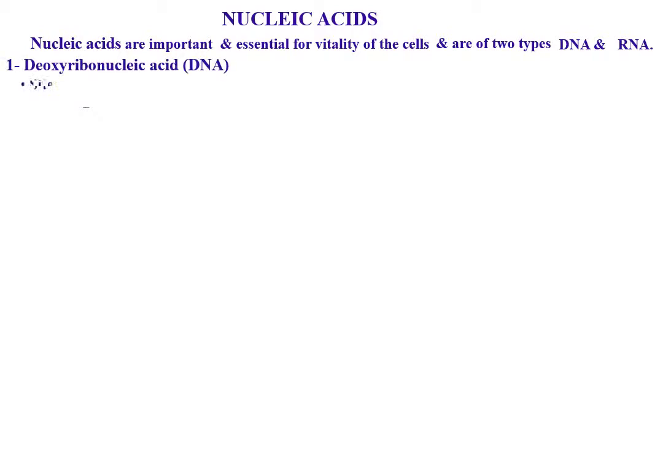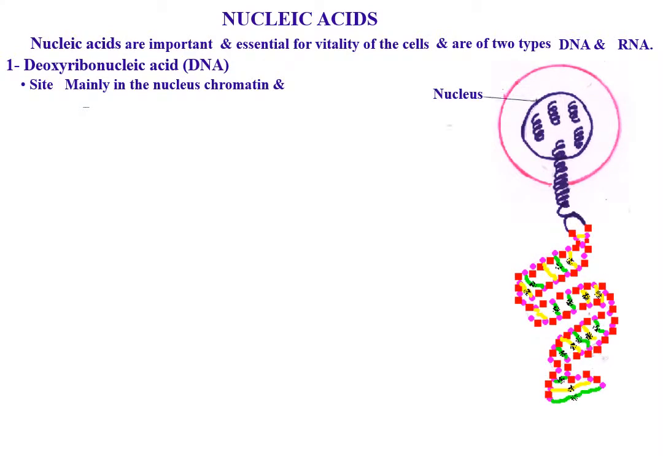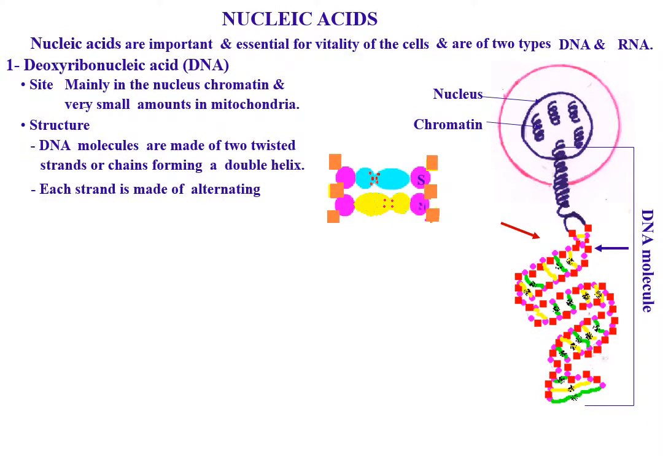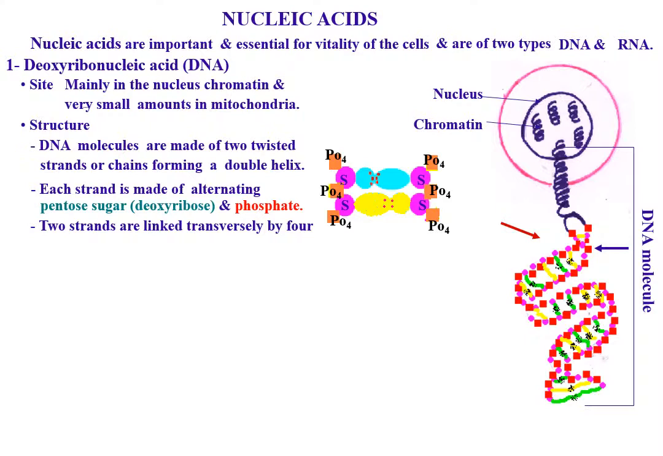Deoxyribonucleic acid, DNA. Site: it is found mainly in the nucleus chromatin, but also very small amounts are found in the mitochondria. Structure: DNA molecules are made of two twisted strands or chains forming a double helix. Each strand is made of alternating pentose sugar, deoxyribose, and phosphate. The two strands are linked transversely by four nitrogenous bases, extending laterally from each sugar group.